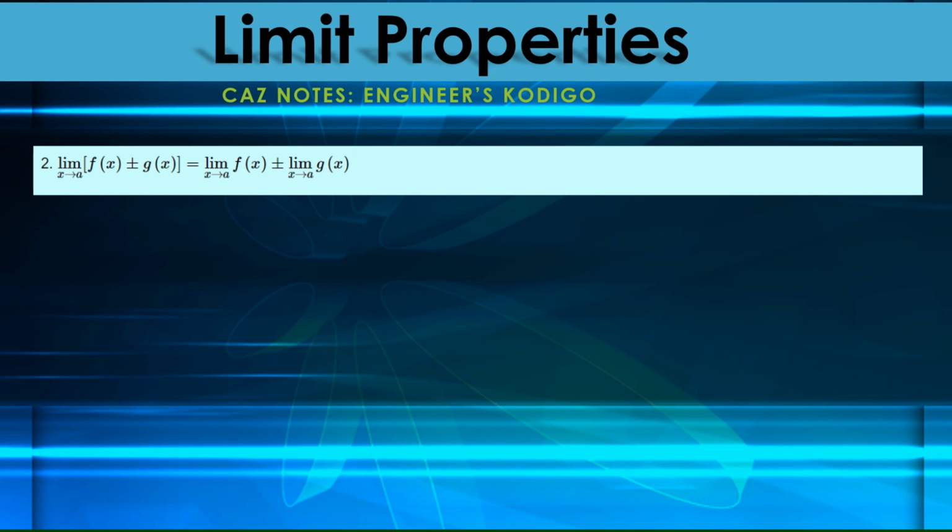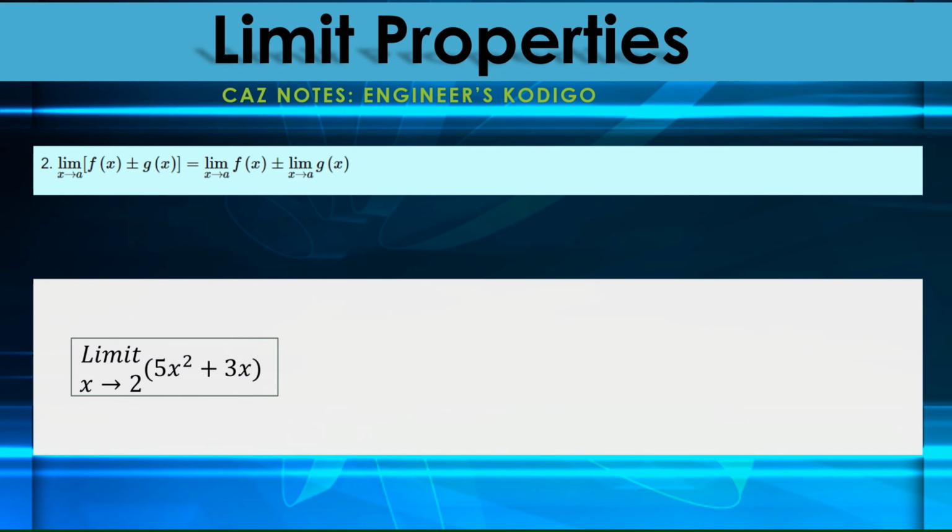So to take the limit of a sum or difference, all we need to do is take the limit of the individual parts, and then we can combine them back together with the appropriate sign. Take note, this is not limited only to 2 functions. This can work no matter how many functions we've got separated by addition or subtraction. So let's have an example here.